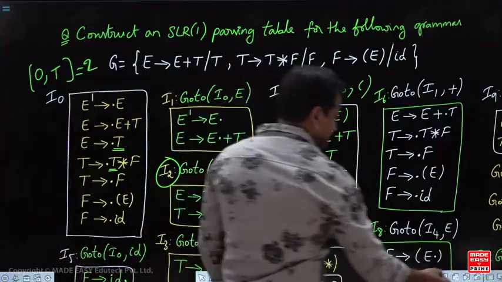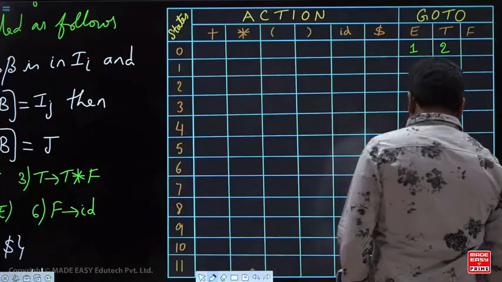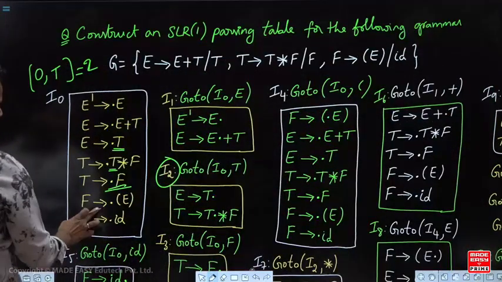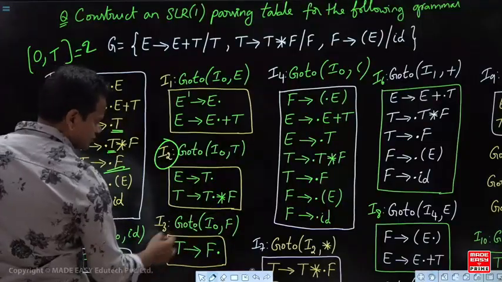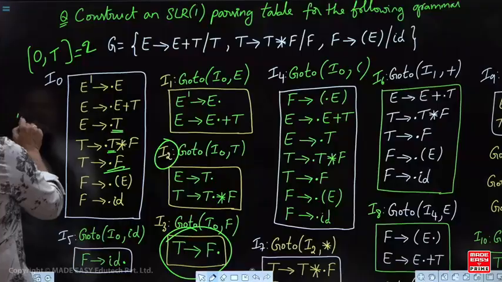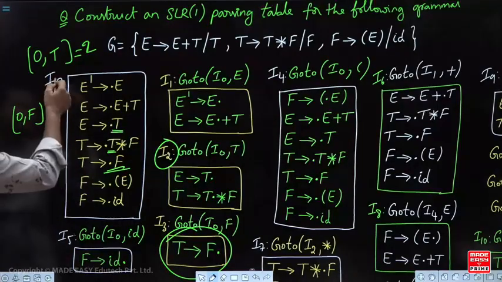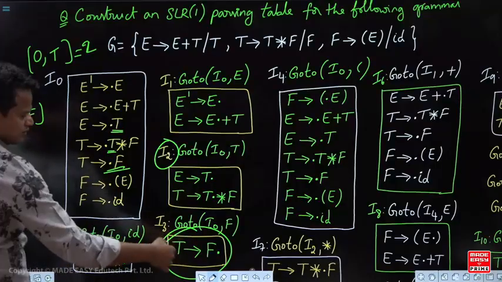So 0 comma T is 2. That's it. Similarly, this is F. I0 comma F has gone to this state. What is the name of the state? I3. So in 0 comma F: why 0? Because the name of the state is I0. And why F? Because the shift symbol is F. Where has it gone? I3.